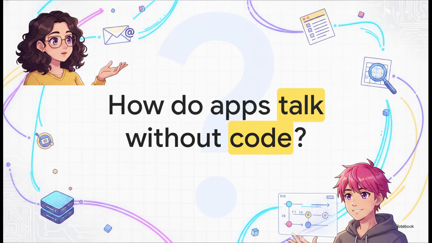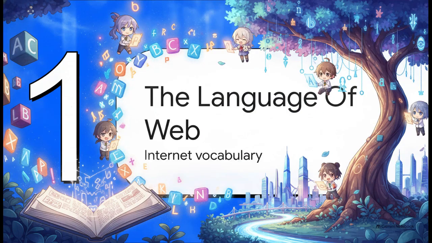It might feel like pure magic when your email instantly talks to your spreadsheet, but it's actually just a very precise, clear set of rules. We have to understand exactly how data moves across the internet first. Let's start with Section 1, the language of web, defining the core vocabulary of internet communication.